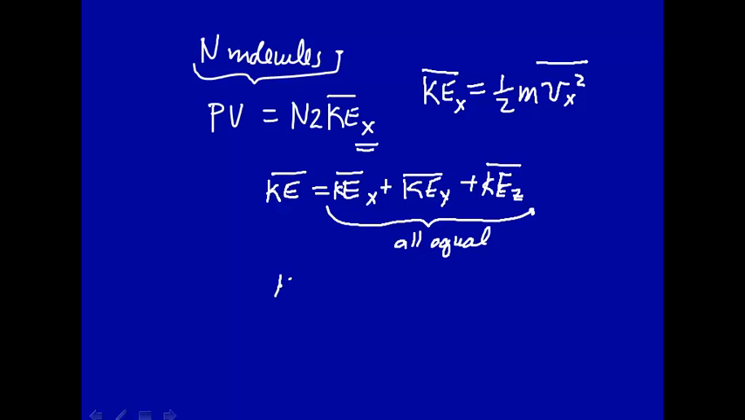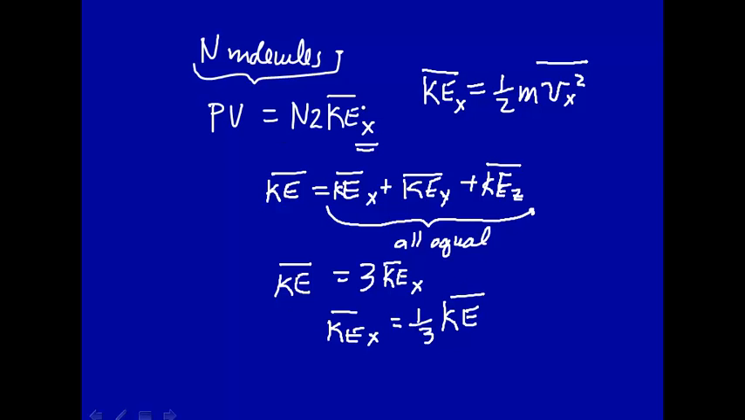So this means that the average kinetic energy in a 3-dimensional box is just 3 times the average kinetic energy in the x direction, or the kinetic energy in the x direction is just equal to 1/3 times the average kinetic energy.